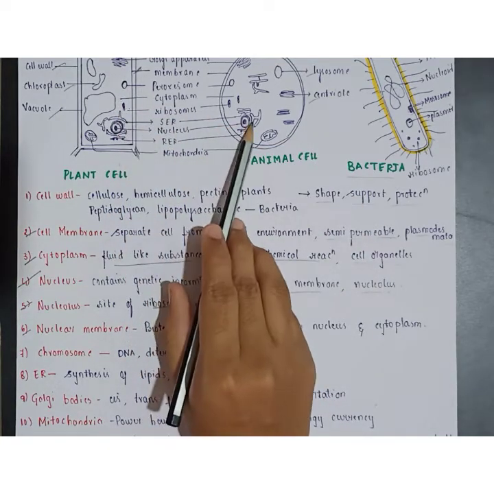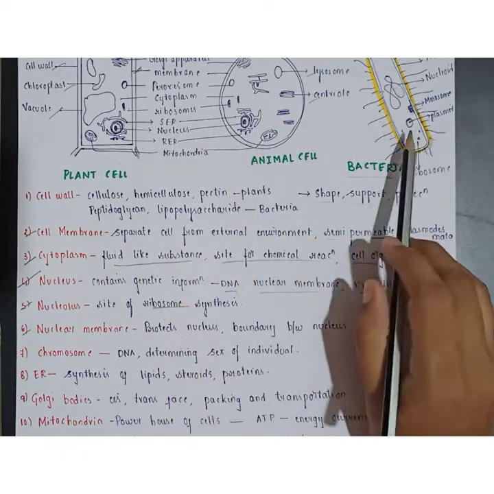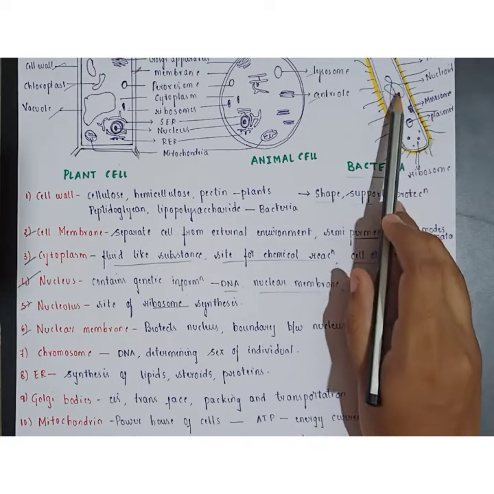This nuclear membrane is present in the plant cell and animal cell, hence they are called eukaryotes. Whereas in a bacterial cell, the nuclear membrane is not present, hence they are called prokaryotes.